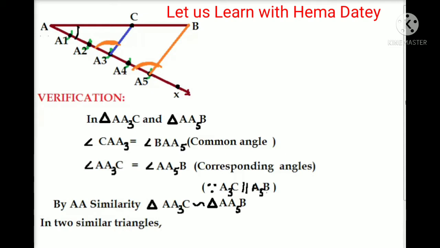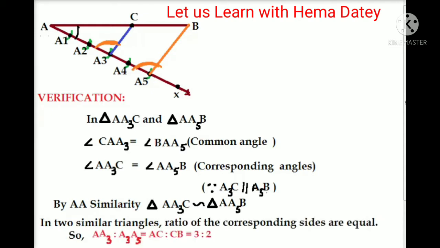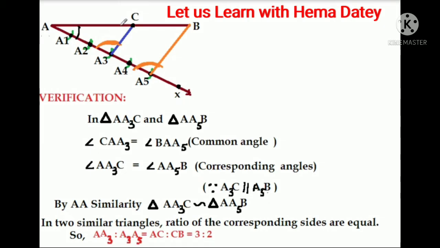So by AA similarity, both the triangles are similar and we know that in two similar triangles, the ratio of the corresponding sides are equal. So AA3 ratio A3A5 is equal to AC ratio CB, that is also equal to 3:2.